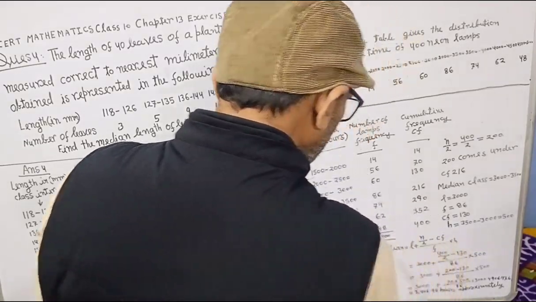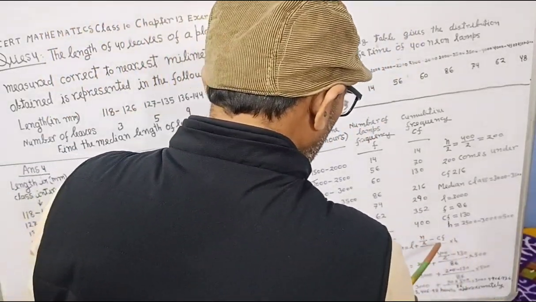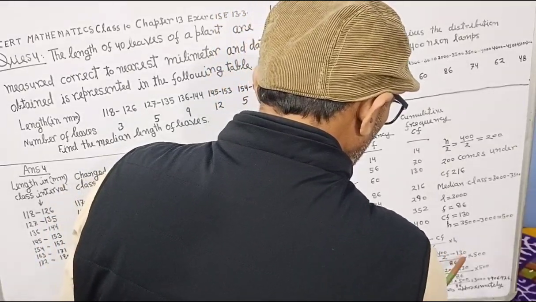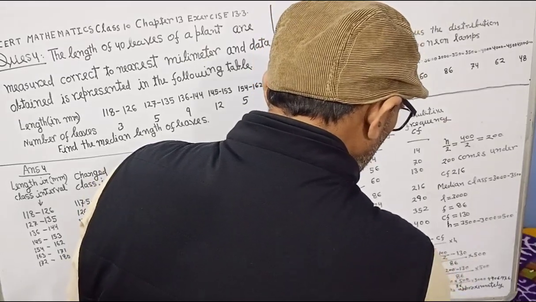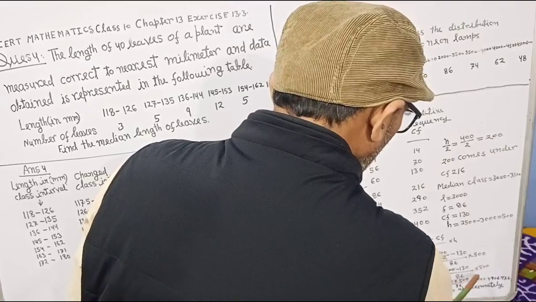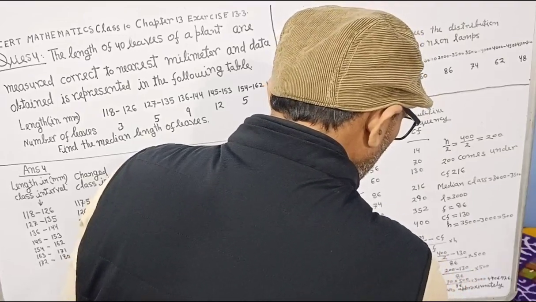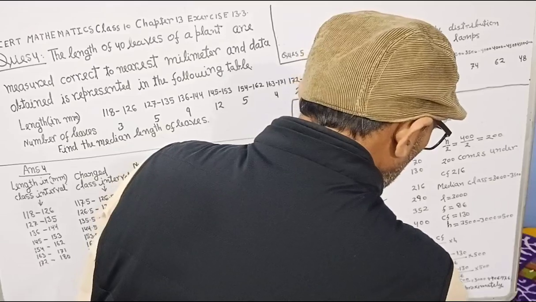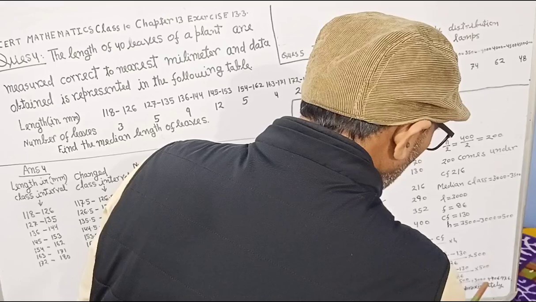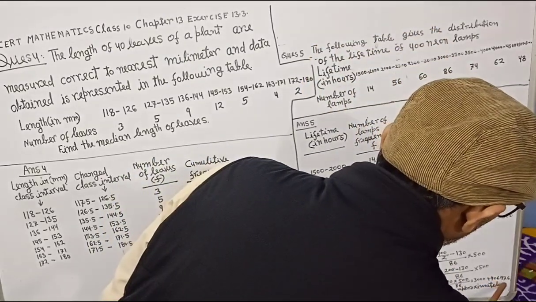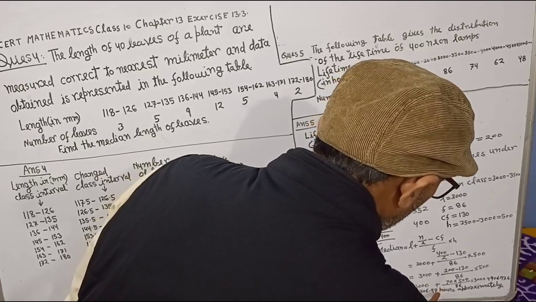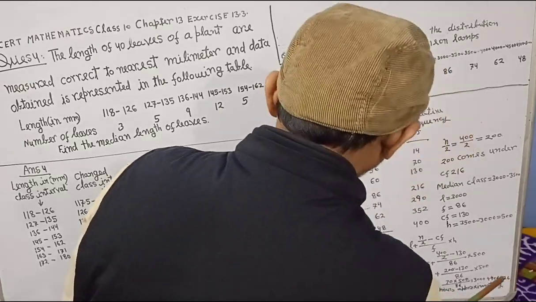That is the class size. Median is equal to L plus (n by 2 minus CF) upon f into h. 3000 plus (400 by 2 minus 130) by 86 into 500. That is 3000 plus (200 minus 130) by 86 into 500. That is 3000 plus 70 into 500 by 86, equal to 3000 plus 406.976, that is 3406.98 hours approximately. That's all.